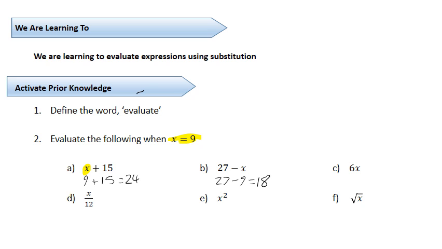Now I want you to pause the video, have a go at doing the rest of the questions for yourself, and then click play when you have them and check your answers. So 6x, 6 times 9, this one's going to be 9 on 12, 9 squared, and the square root of 9.